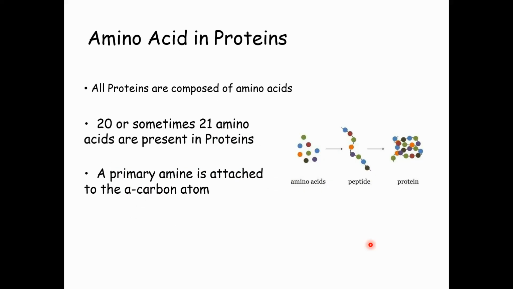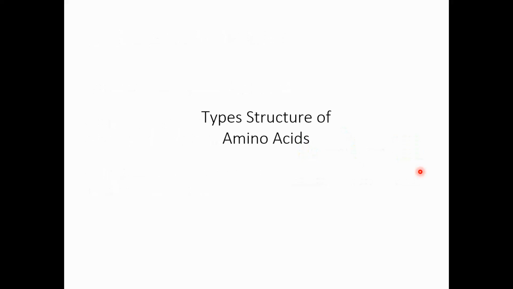And in nature, or in our body, we can find 20 or sometimes 21 amino acids. And here we can see the amino acids as dots of different colors, showing different types of amino acid. Once they join with a bond, the name of this bond is the peptide bond. So once these amino acids join together with a peptide bond, they make a long chain. We call it a polypeptide chain, and then we can see here this polypeptide chain folds itself and makes a protein.